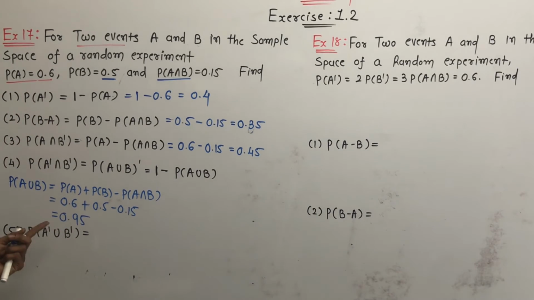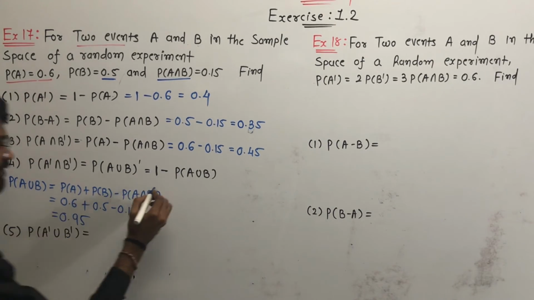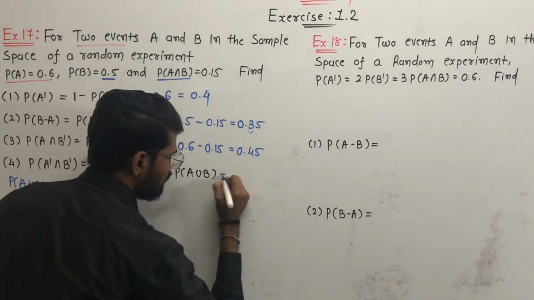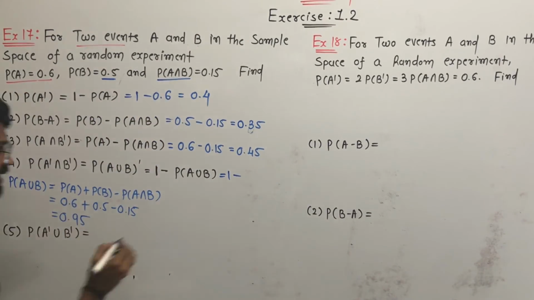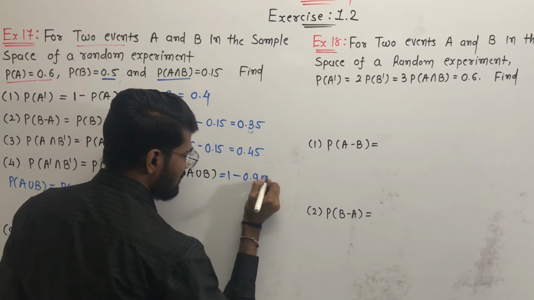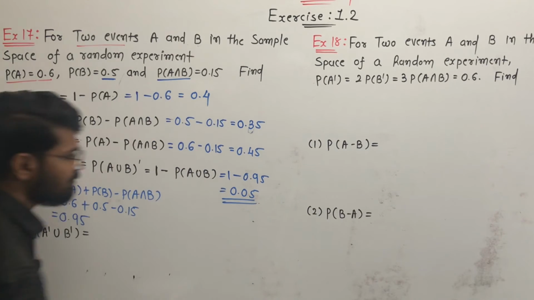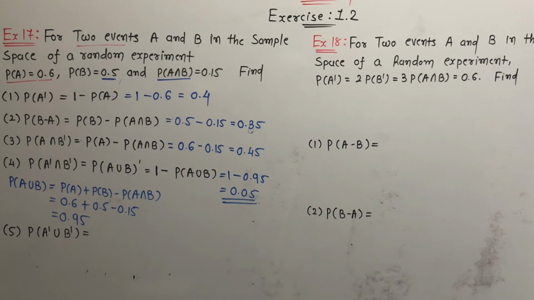Yes, correct? Okay, now we put the value of P of A union B in this equation. So 1 minus 0.95 is equal to 0.05. Clear? Okay, now question number 5 is to find the probability of the union of A dash and B dash.